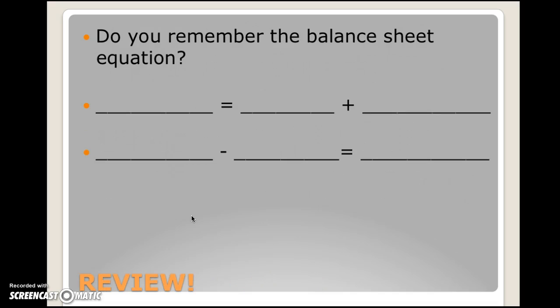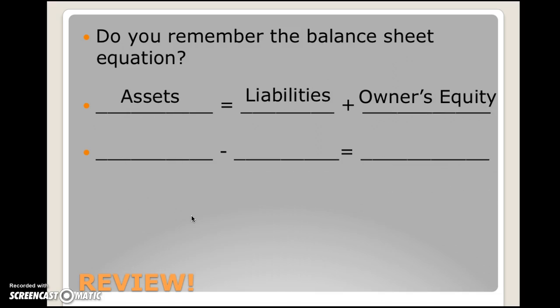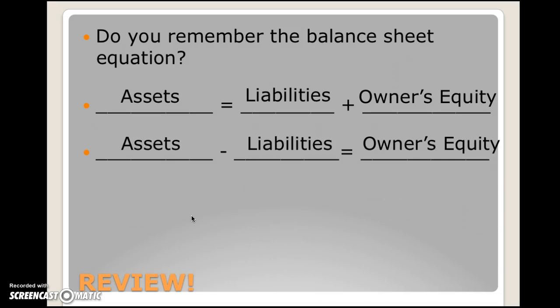Do you remember the balance sheet equation from yesterday? If you do, you'll remember that assets equals liabilities plus owner's equity. And if you rearrange the equation, that gives us assets minus liabilities is owner's equity. This is how we find out the owner's equity section on our balance sheet.